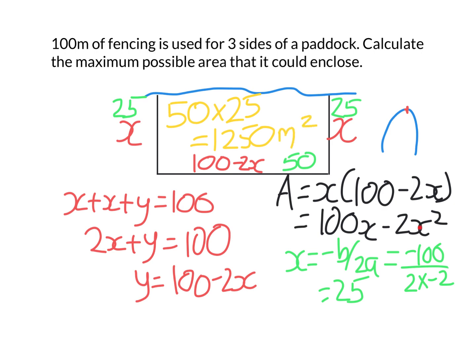So again, we could have taken our function here and used completing the square to find the turning point. We would have found that the turning point of this function is 25, 1250. But I think it's much easier in max min problems to just use x equals minus b over 2a and then substitute that in. If we substituted x equals 25 into here, we would get 1250.